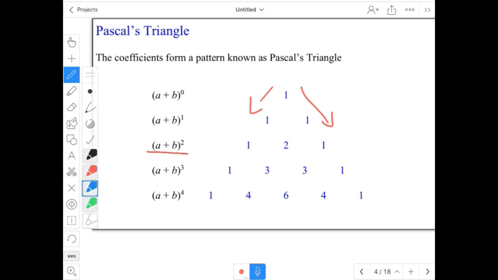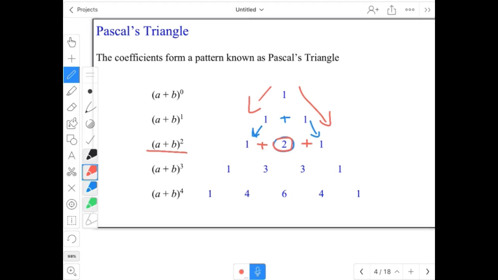So you look at the previous line, and again we have ones on the outsides, but then we add these two together and they give us that next term in the middle. And then from there, we can take 1 plus 2, and that'll give us a 3. And we can take 2 plus 1, and that'll give us a 3. And the outsides are still ones. And then the next piece, we have 1 plus 3, we get a 4. We get 3 plus 3, we get a 6. We get 3 plus 1, we get a 4. And then the outsides are still ones.